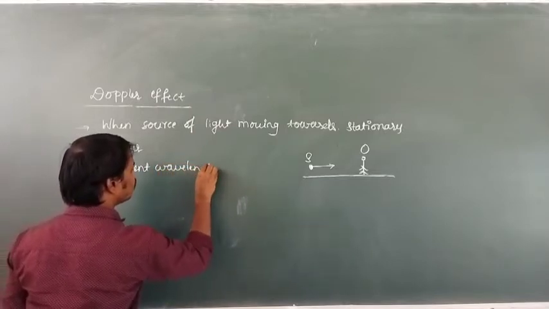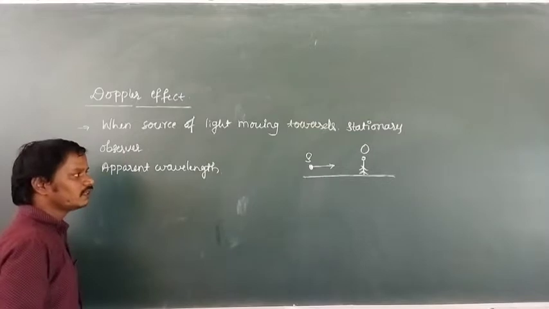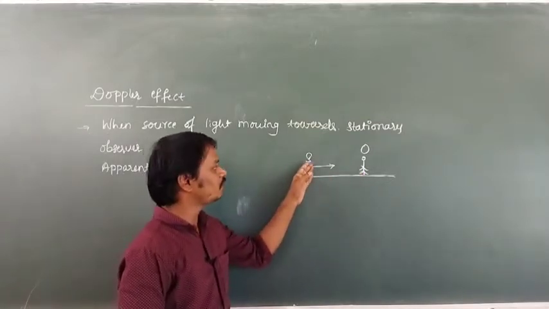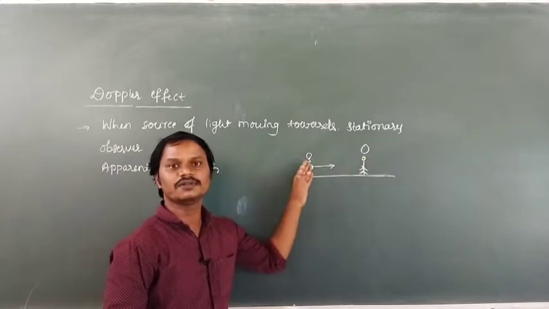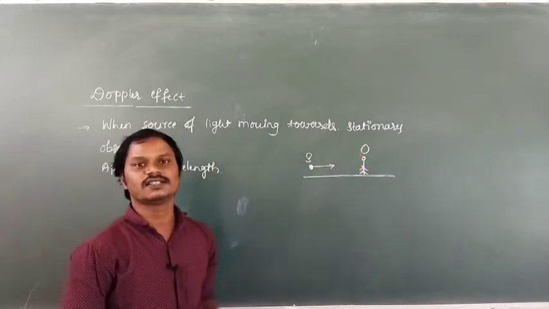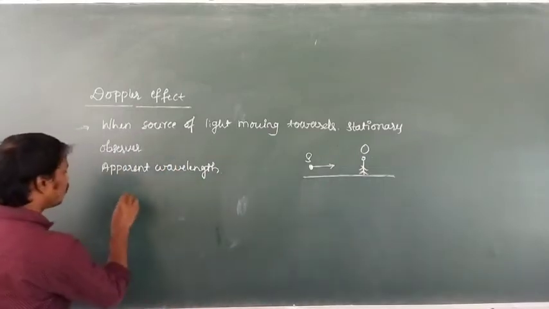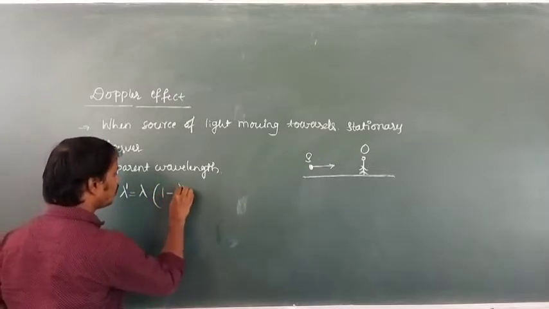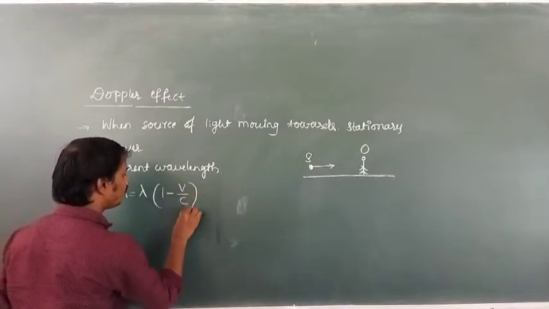So what is the formula for apparent wavelength? Here, as the source of light moves towards the stationary observer, the wavelength decreases. As the wavelength decreases, frequency increases. Now see it. Apparent wavelength, that is lambda dash, is equal to lambda into 1 minus V by C.